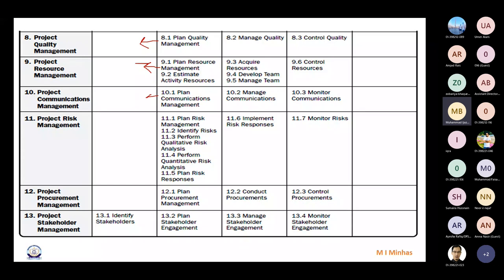And what are those? Can you name those plans? The change management plan and the configuration management plan. Are you guys there? Yes, sir, I'm there. Okay, fine.